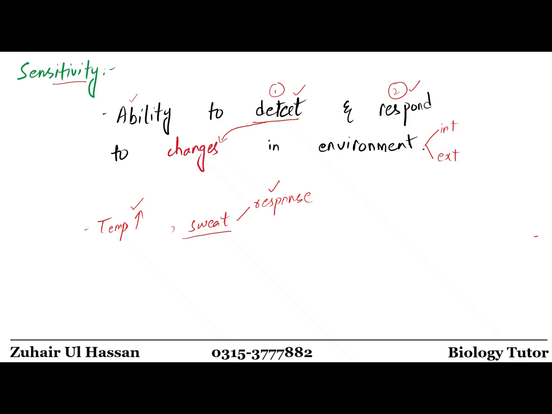It would not always be in response to temperature. It can be in response to light as well. Some organisms move away from light, some move toward the light, some move towards the water, some move away from the water. So there are different kinds of changes in the environment according to which living organisms will respond. So this is sensitivity.